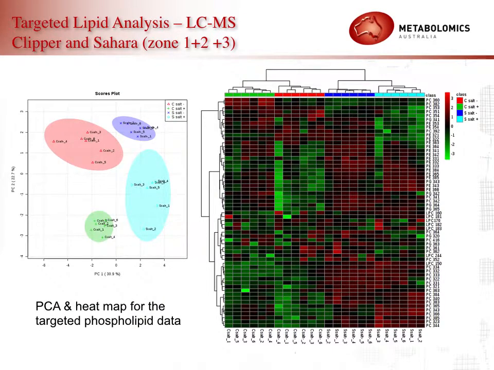So moving into LCMS targeted lipid analysis, the PCA plot is clearly showing the significant difference between 4 groups, Clipper and Sahara, with and without salt treatment. Also in the heat map, the 2 cultivars are well separated, primarily based on cultivar, Clipper and Sahara, and secondarily based on the salt treatment. The top 50 significantly changed lipid species are mainly based on the PC and PE classes.